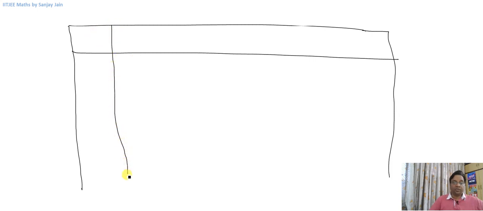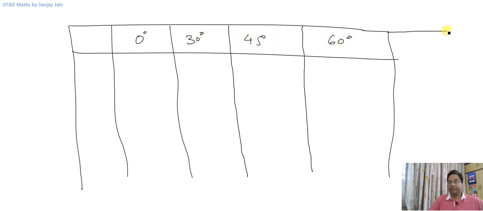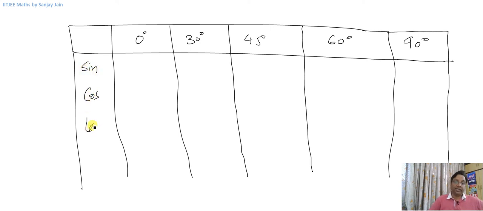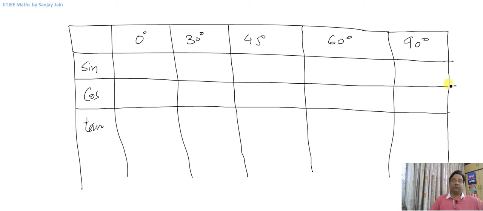I will not give you any shortcut to memorize, but whatever we have learned so far, we will just write at one place. So I'll write 0 degrees, 30 degrees, 45 degrees, 60 degrees, and then 90 degrees. Here I'll write the trig ratios: sine, cos, tan. The rest of the values are very simple because those are reciprocals of these three ratios, right? We will write them separately.